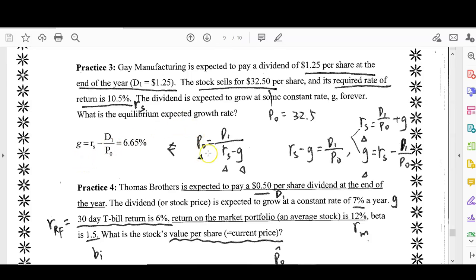From the original model, P0 equals D1 over RS minus G. We can put RS minus G on the left-hand side, and it equals D1 over P0. If we put G on the left-hand side, it becomes G equals RS minus D1 over P0. We know all these three numbers, RS, D1, and P0, so we can solve for G as 6.65%. From the original model, RS minus G equals D1 over P0, so G becomes RS minus D1 over P0. Equivalently, RS is D1 over P0 plus G.